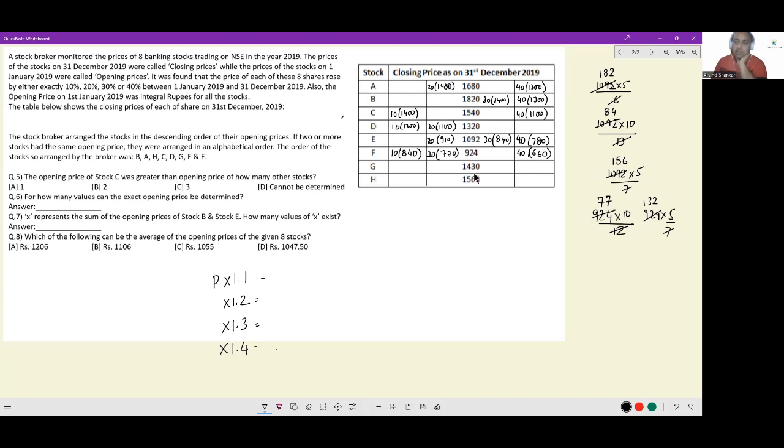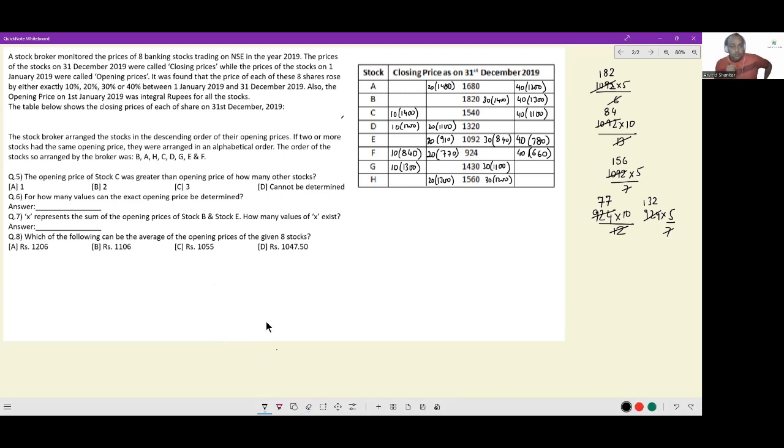Okay. Now for G, 1430 is 13 into 11. So 10 and 1300. 3 from 30% increase from 1100. This is also possible. 1560 is 12 into 13. 12 into 30. So 20% from 1300 or 30% from 1200. These are the possibilities of percentage increases and the initial prices based on 20% or 30% of whatever percent increase. Okay.